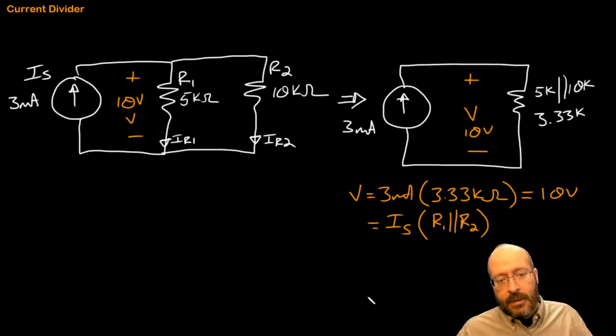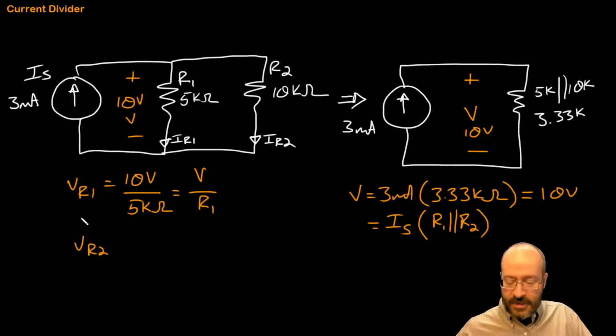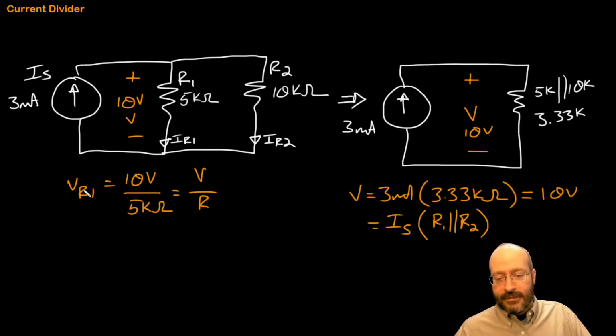Coming back over here, we now know that we have 10 volts across all of these things. So if I want to find the individual current, I can say VR1 is equal to 10 volts divided by 5K. And that's really the voltage across R1. Wow, it's easy to screw up, folks. IR1. Volts over ohms is amps. I checked my units. I did it while I was talking, granted, a little late.